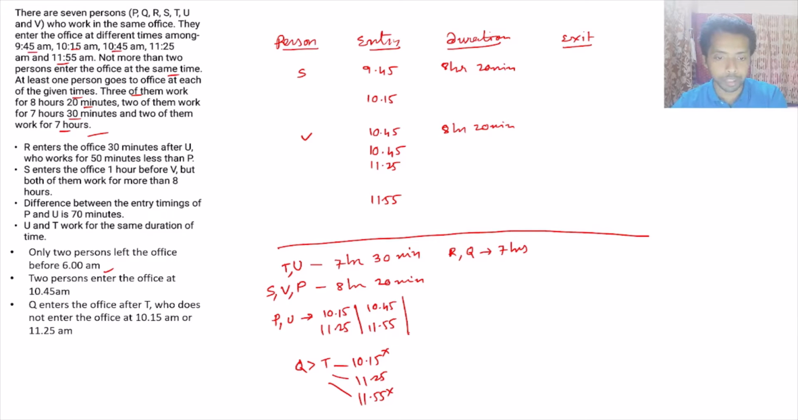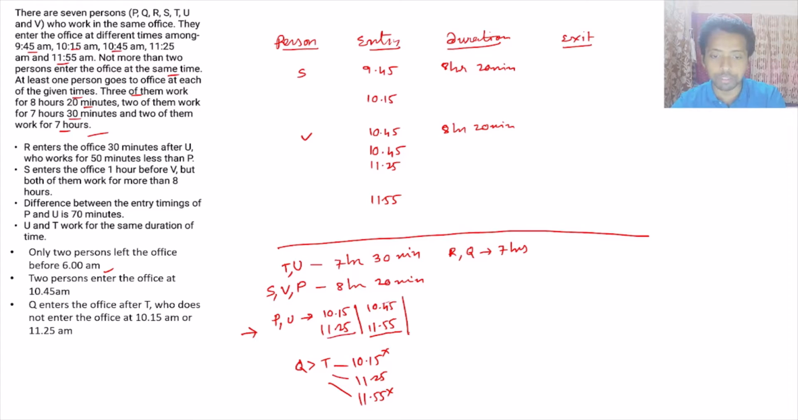Now coming to this condition, PU is 10:15 and 11:25, and the second one is 10:45 and 11:55. I am not going to take this condition first because of the statement that only 2 persons left the office before 6 a.m. This is the kind of condition where it tells you to check first the earlier entry time, that is the one starting earlier, right? We will check it, and if this condition does not serve, otherwise this is okay.